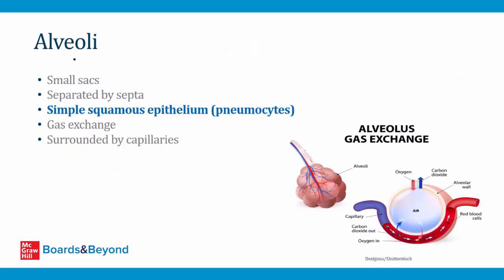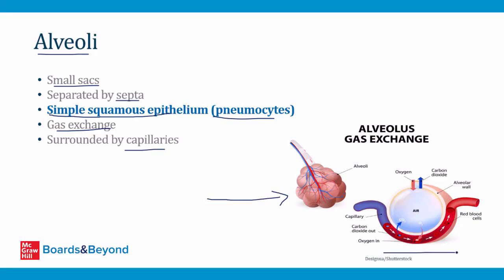And then at the end of the respiratory tree, that's where you find the alveoli. So the alveoli are small sacs separated by walls called septa, and the epithelial lining of the alveoli is a simple squamous epithelium. And the epithelial cells you find in the alveoli are called pneumocytes. These are very thin epithelial cells. They allow for gas exchange, and they're surrounded by capillaries so that the capillaries can pick up oxygen from the air and get rid of carbon dioxide. This is a little picture of what one looks like here. You can see these little sacs separated by walls, and they've got capillaries all over them.